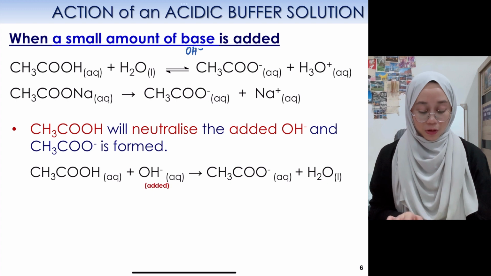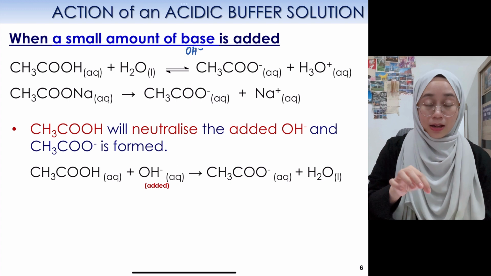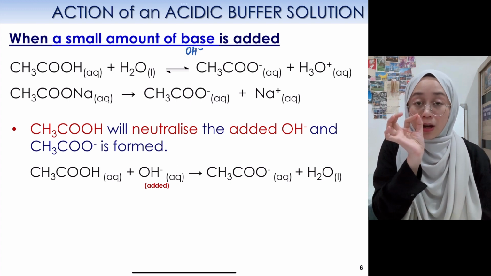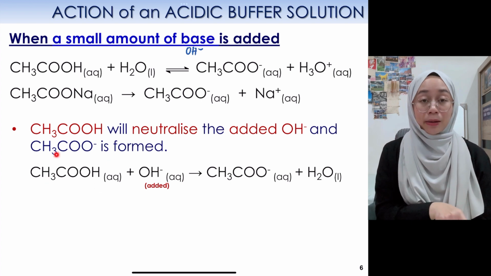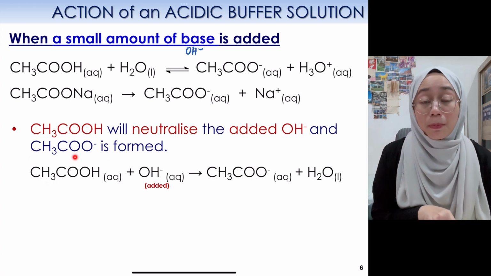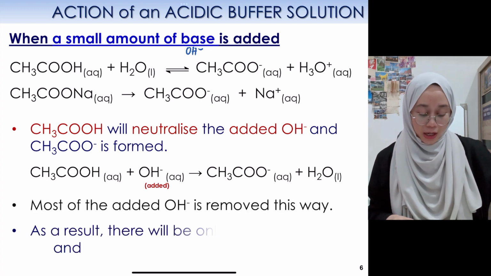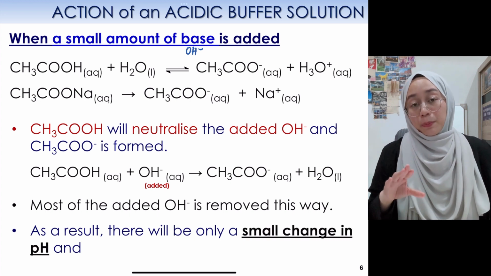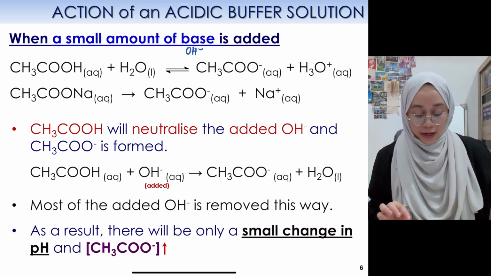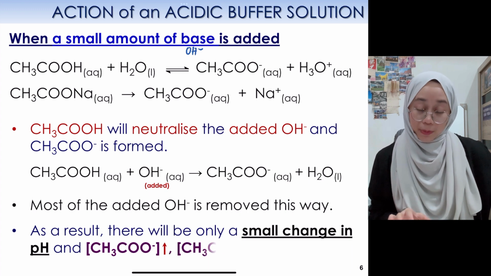Meanwhile OH minus pula since dia accept proton, so now dia jadi water dekat sini. Okay, so keep in your mind the OH minus yang kita tulis dalam equation ni, this is the added small amount of strong base yang kita masukkan dalam buffer solution. Meanwhile the weak acid kat sini datang daripada mana pula? This is the one yang memang dah ada dalam buffer solution. Okay, so most of the added OH minus is removed this way. So as a result there will only be a small change. Sekali lagi kita akan nampak a small change in pH and in terms of concentration of CH3COO minus akan increase lah sebab kita produce dia, tapi CH3COOH pula akan menurun.